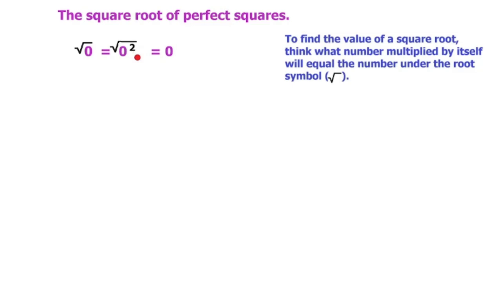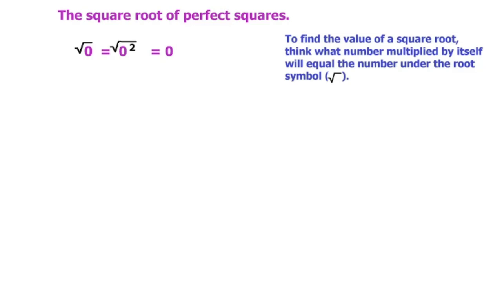So we'll look at 0. When we think of 0, what number multiplied by itself will give 0? Well, we know 0 times 0 will give you 0, so 0 squared, okay? So the square root of 0 squared is going to be 0 because these things cancel each other out. The square root sign and the square of a number will cancel each other out, and you're just left with the number under the root sign.